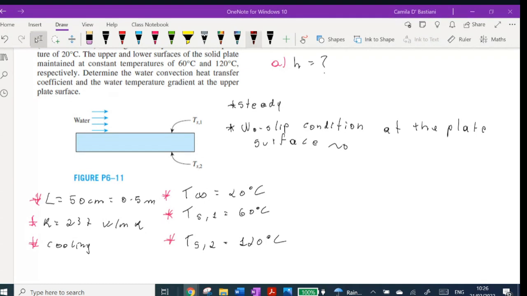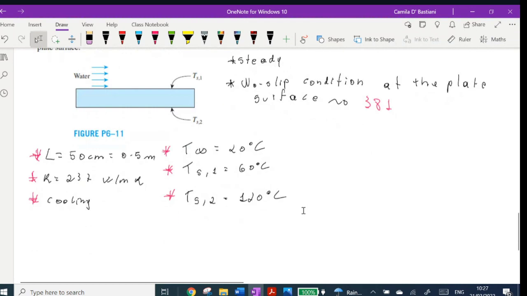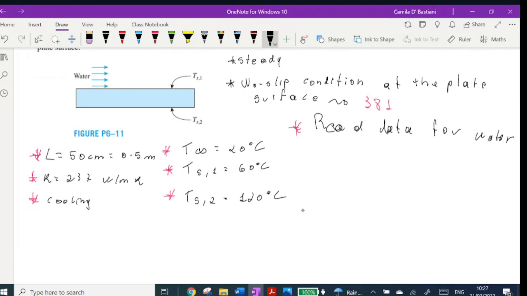Okay, so again, you can refer to page 381 if you don't remember it, as you already studied it. So we're going to assume the no-slip condition at the plate surface. We already have the thermal conductivity of the solid, but we need the data for the water, okay? So the first thing we're going to do is read the data for water in table A9 at the film temperature.